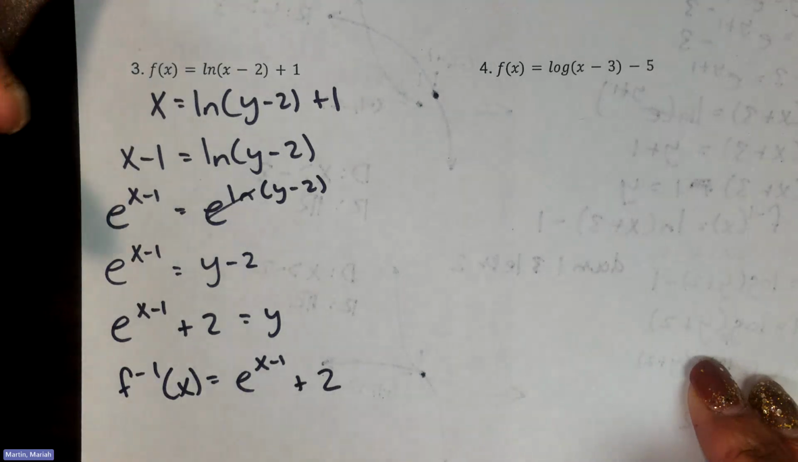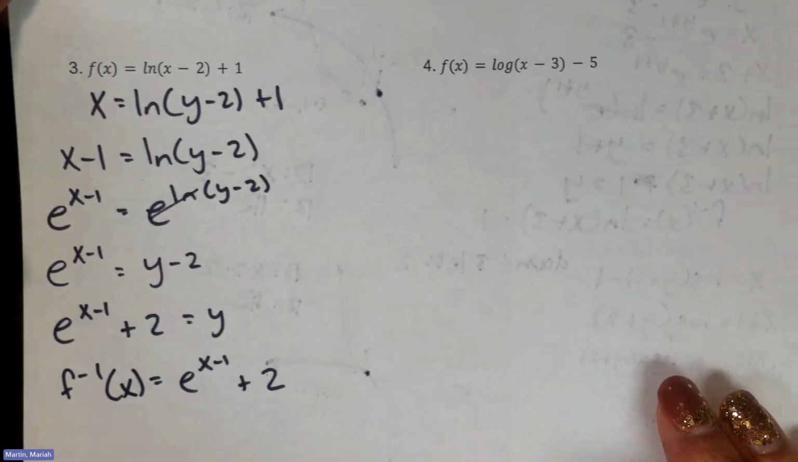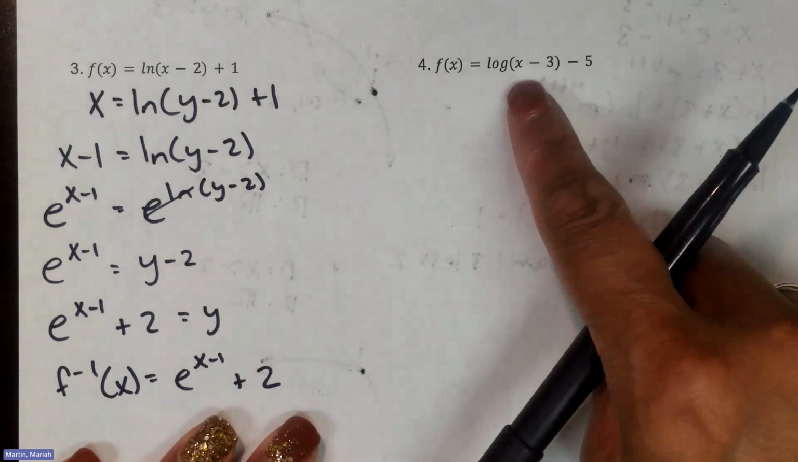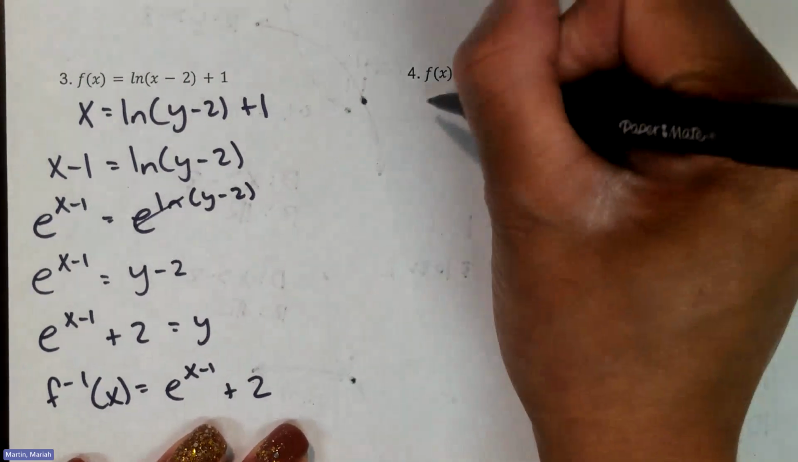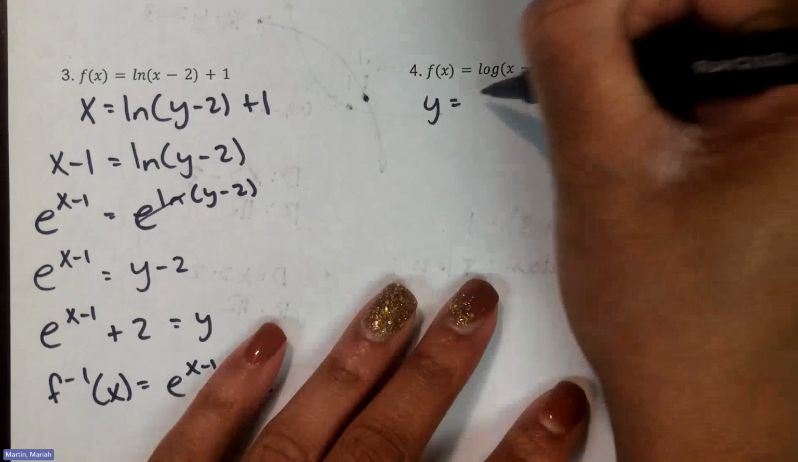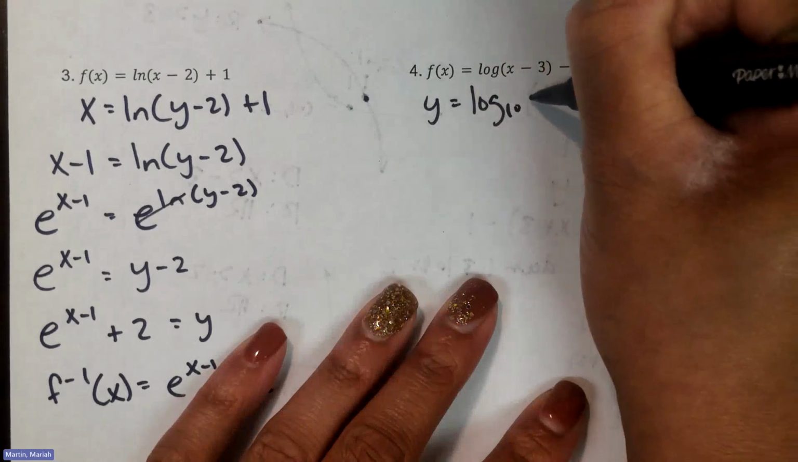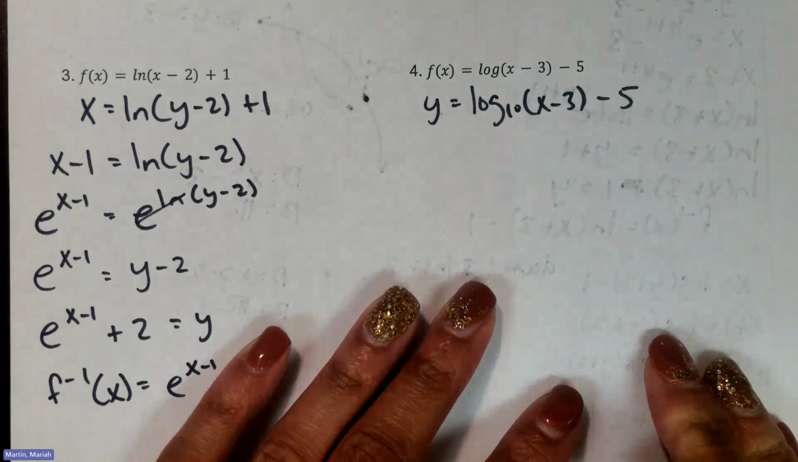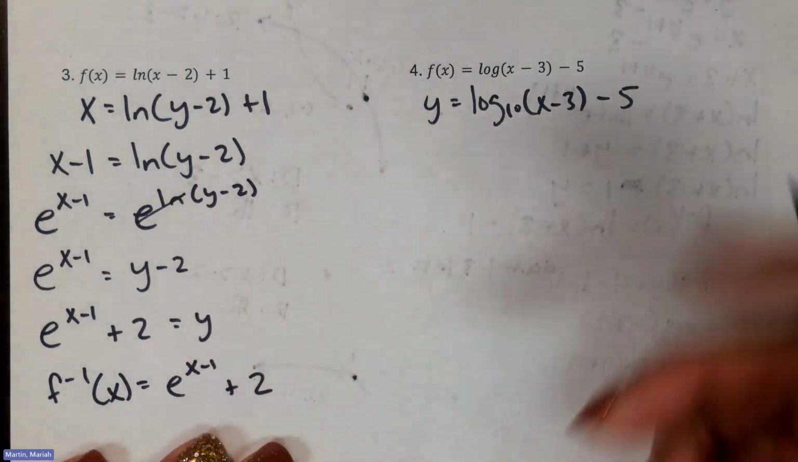Our last example is f of x equals log of x minus 3 minus 5. Remember, this log has a base of 10 on it. So you need to rewrite it, and maybe we will this time, as y equals log base 10 of x minus 3 minus 5. And we're going to switch our x and y now.